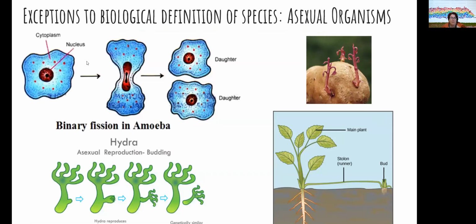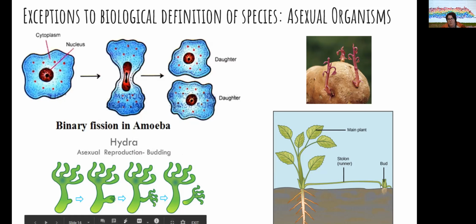There are actually exceptions to the biological definition of species. One of the most obvious ones is organisms that don't reproduce in the same way that other ones do. If they're asexual, they don't have to actually combine to reproduce. You can see binary fission in amoeba, so they divide in order to reproduce. You can also see the hydra, like the budding of these plants. So they're reproducing in different ways.